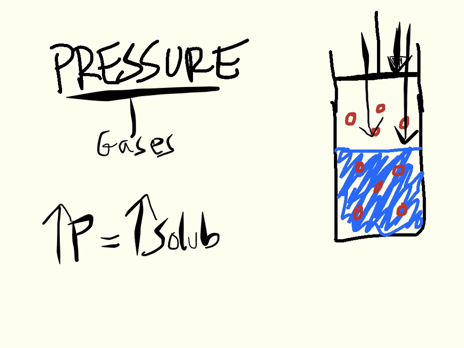there's more solute dissolved. So for all three of these, if you increase pressure, if you increase surface area, if you increase temperature, solubility will increase. And it's all because of the number of collisions. There are more collisions between the solute and the solvent occurring.